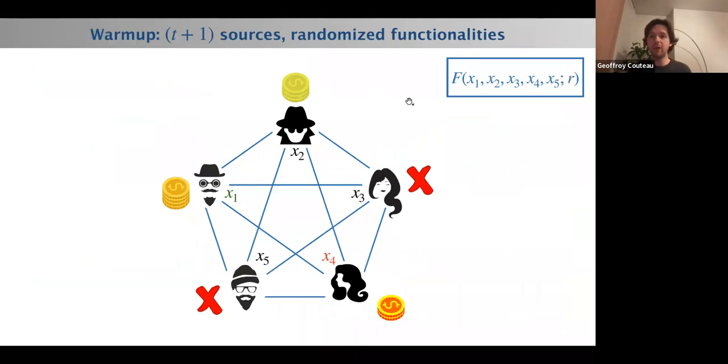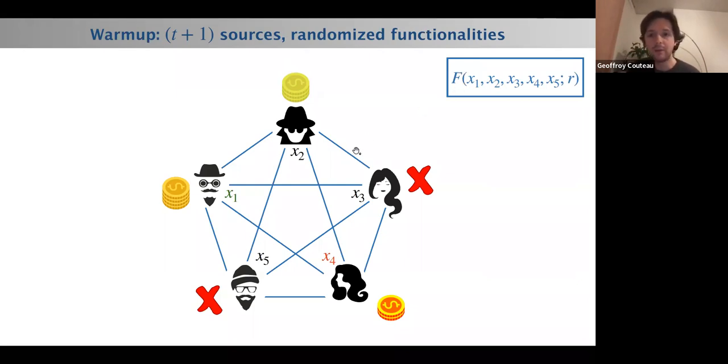So assume you have T+1 sources. So here I take 5 parties. I assume that T is 2. So we have an honest majority. And so we have 3 parties who can toss random coins, depicted here with those little coins. And we want to compute some function f.